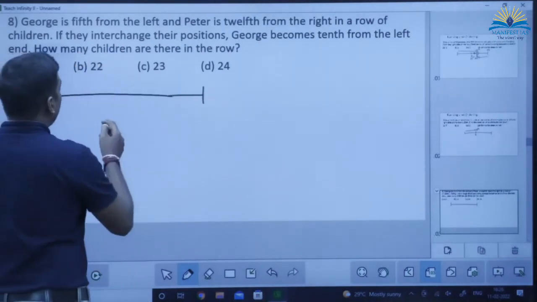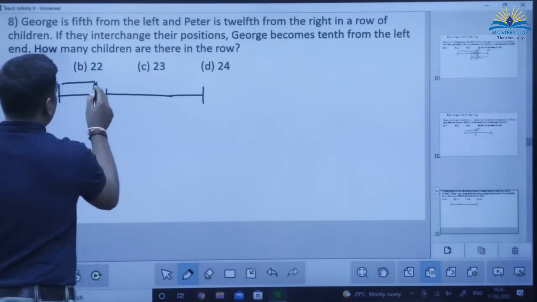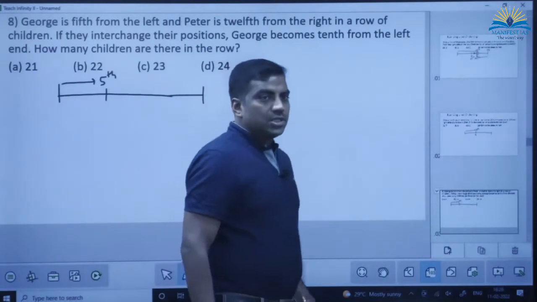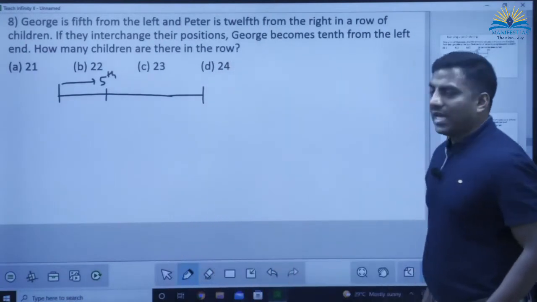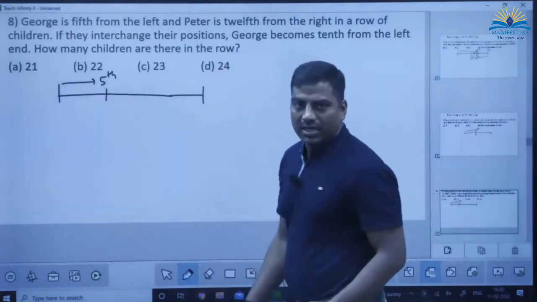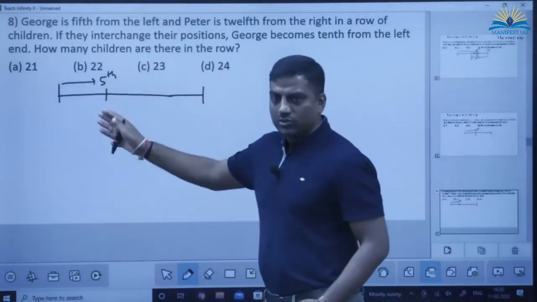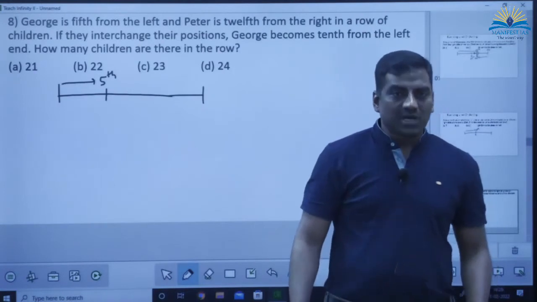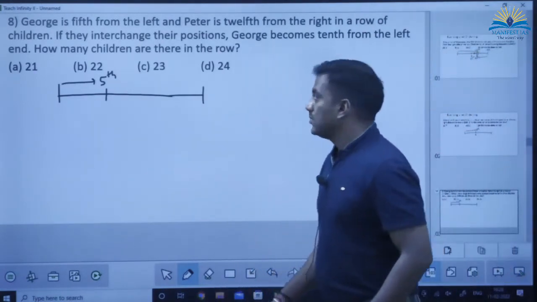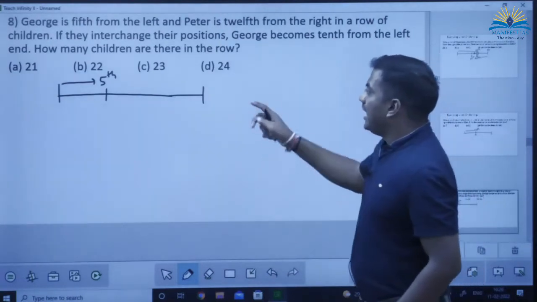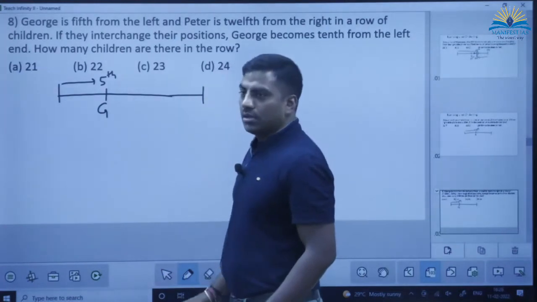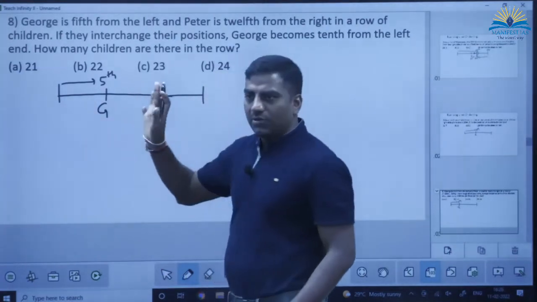I'll write here, George is 5th from left. Peter is 12th from right. I don't write this because I don't know where to write, here or here. Correct? I can write here also, right? Only when I know the total number of people could I write where exactly their position is. Then, if they interchange their position, here who is there? George, right? Peter, maybe here or here, somewhere Peter is there.